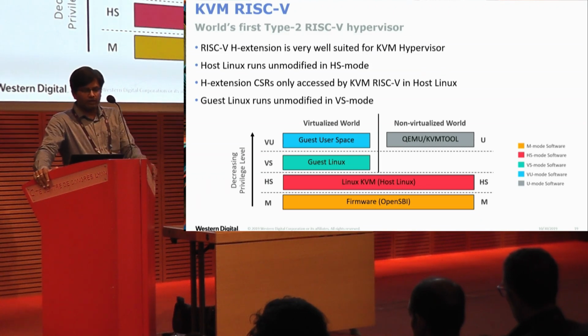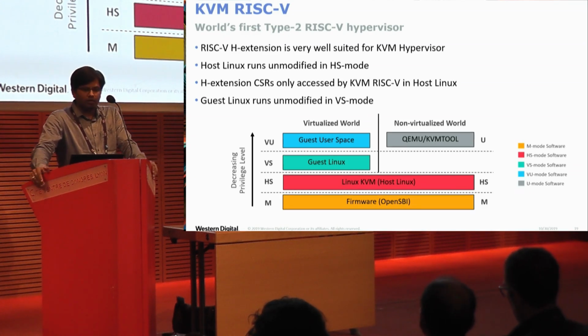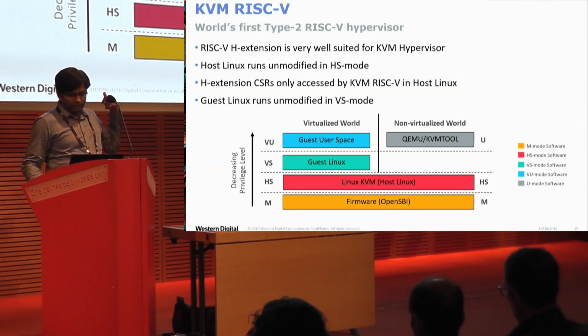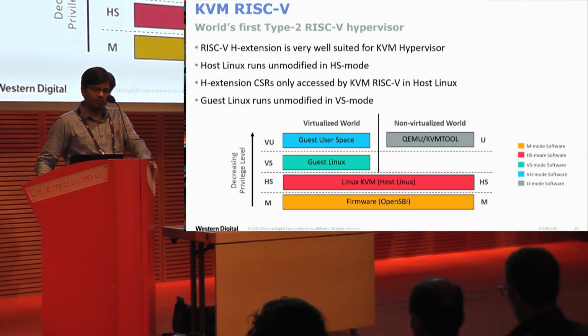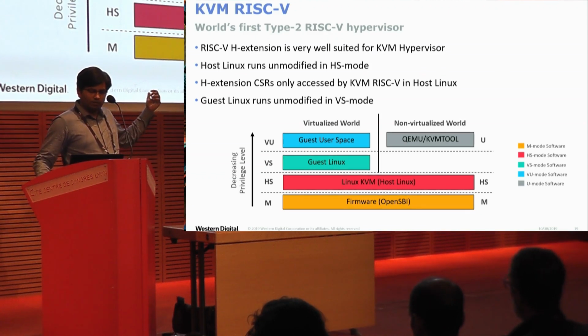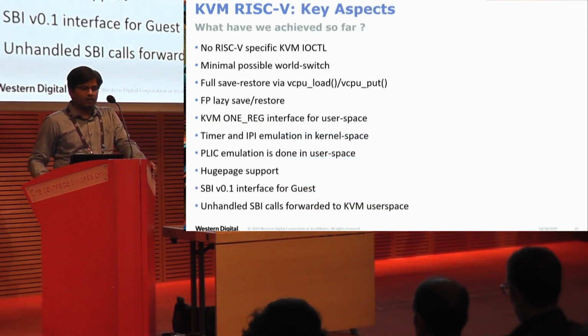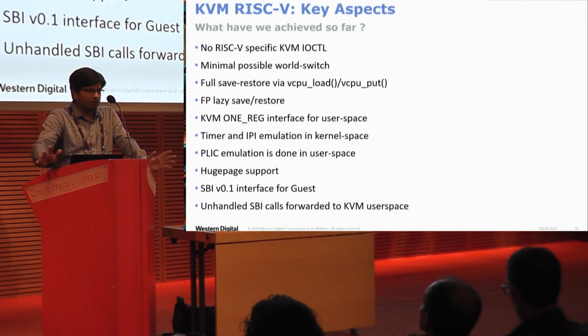So for KVM RISC-V, the host Linux will be running unmodified in HS mode. Only the KVM RISC-V kernel module would be using the H extension CSRs. And the guest Linux also will run unmodified in VS mode. And these are the same layers of the software which he showed. And the color coding is different based on the privilege mode they run in.